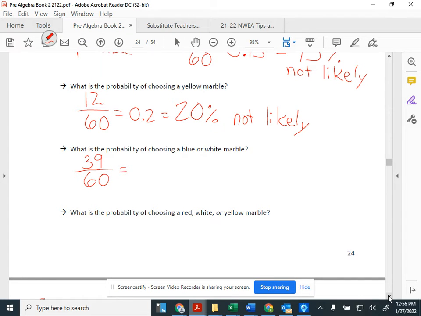And that gets us what decimal? Paisley? 0.65, which we know gives us 65.